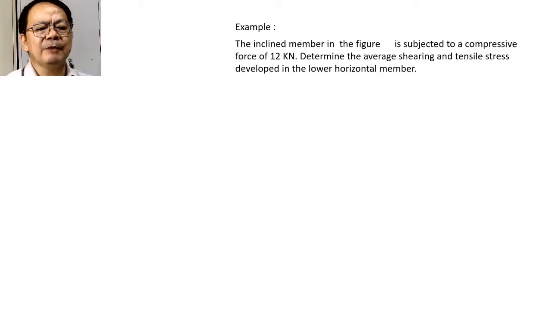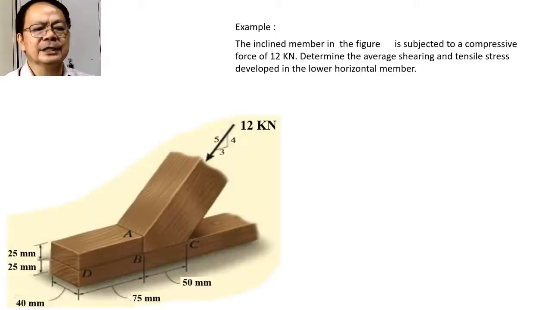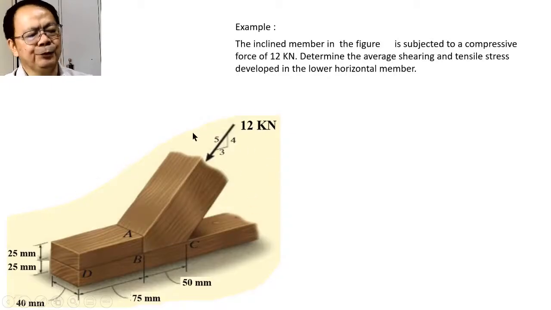The inclined member in the figure is subjected to a compressive force of 12 kN. Determine the average shearing and tensile stress developed in the lower horizontal member. So, meron tayo dito actually na isang element which is actually a part of a truss. Ito yung tinatawag nating top chord, and here is the bottom chord of a truss.